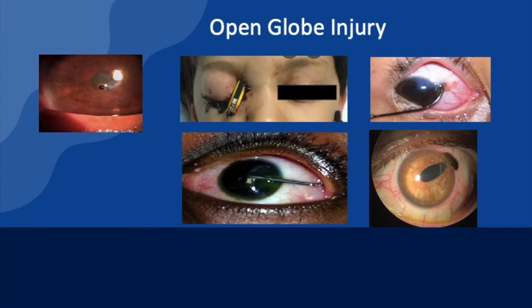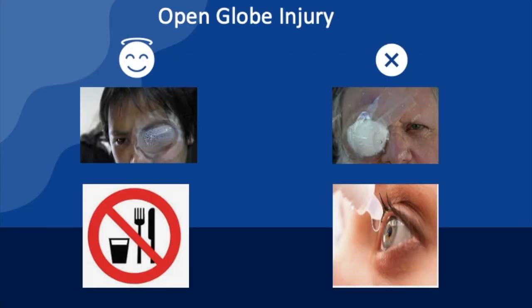So the longer we keep the eyeball open, the higher the chance of infection inside the eye as well. So what do we do? Let's look at the do's and don'ts. When we suspect there's an open globe injury, of course, I'm sure doctors will refer the patient immediately. But at least these are the do's and don'ts, and hopefully we try to avoid doing this.